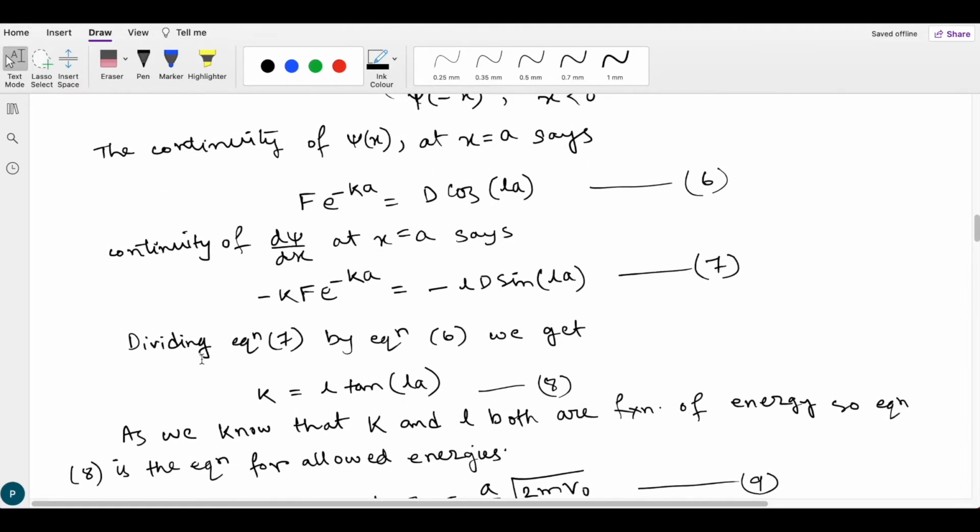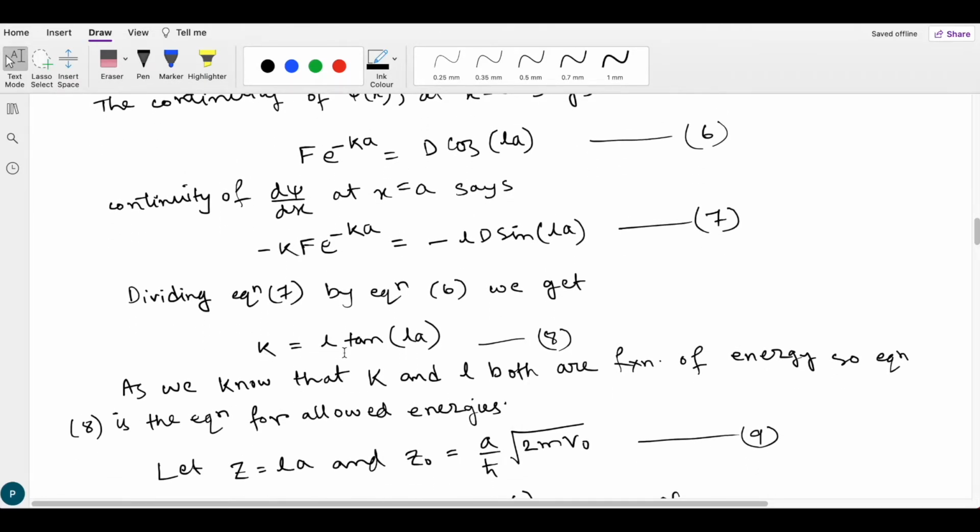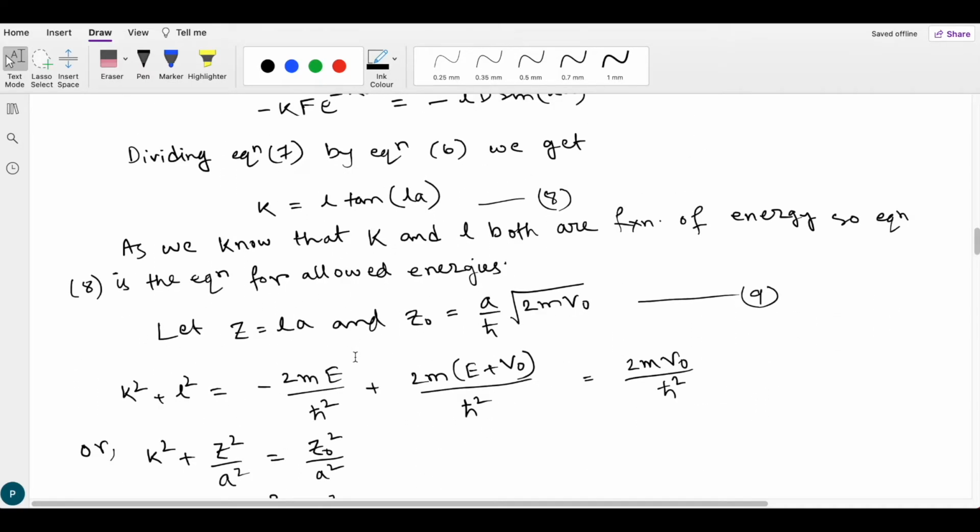Now dividing equation 7 by equation 6, we get k equals l tan la. As we know that k and l both are functions of energy, equation 8 is the equation to determine the allowed energies. To simplify this equation, let us write z equals la. z is a constant, and z naught equals a by h cut root over 2m V naught. This is also a constant.